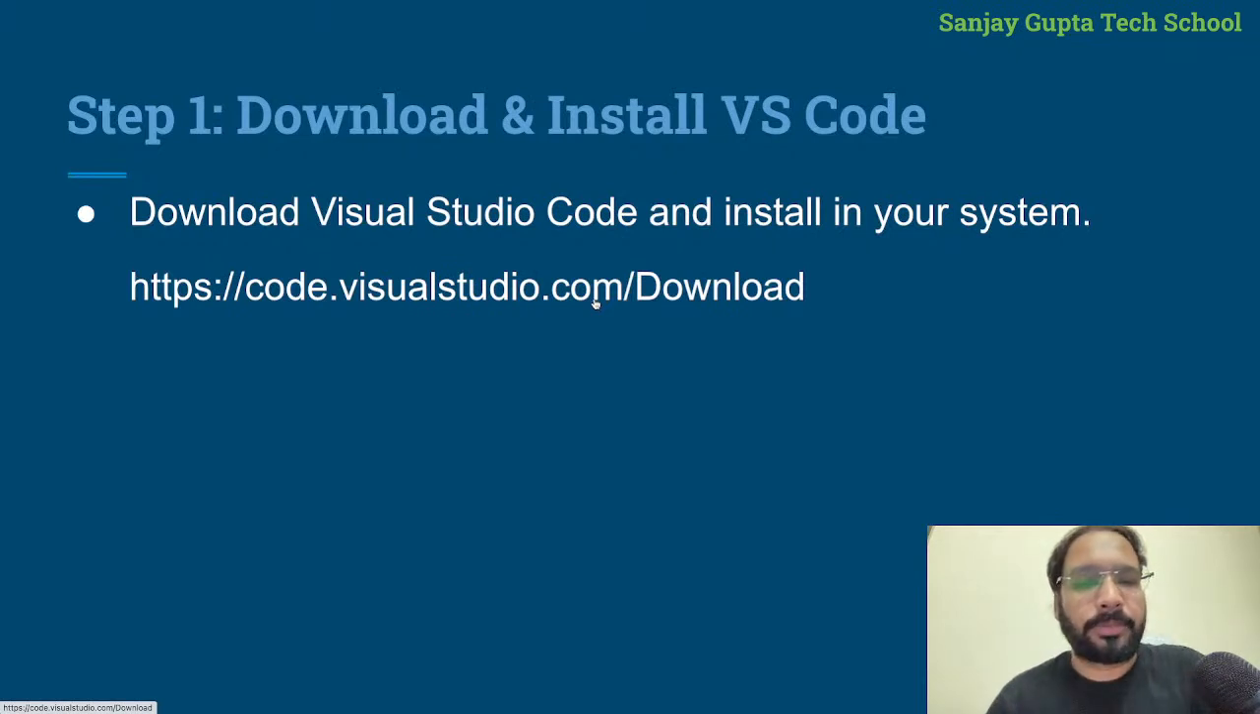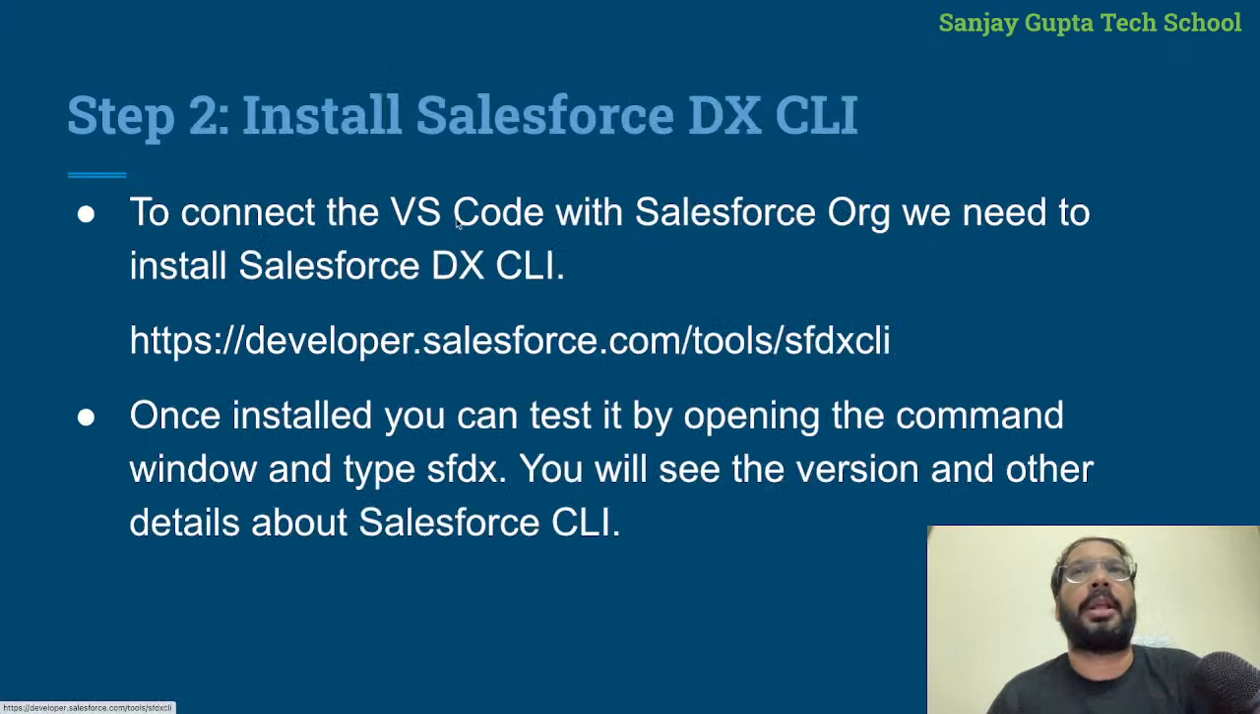Right, so what you can do here, you can see we need to download and install this. The link is available. Then install the Salesforce DX CLI. In this installation process, if you have any question, you can ask in the chat. We basically use this to connect our Salesforce org with our Visual Studio Code. This is the Salesforce Developer Experience command line interface. To connect Visual Studio Code with a Salesforce org, we need to install Salesforce DX CLI. Once installed, you can test it.